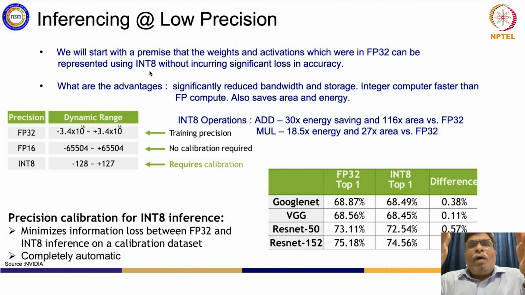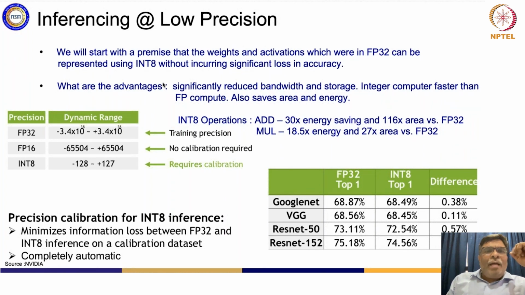Okay, so this is one way of trying to reduce the memory, but it has its disadvantages. We will see what the disadvantages and advantages are, and how we ensure that the accuracy is maintained. Now, what are the advantages of doing this conversion from FP32 to int 8?